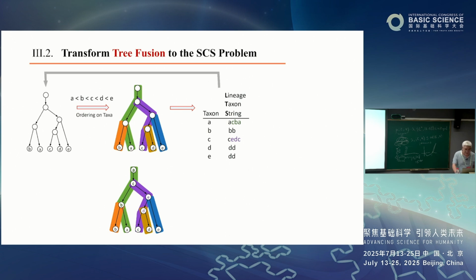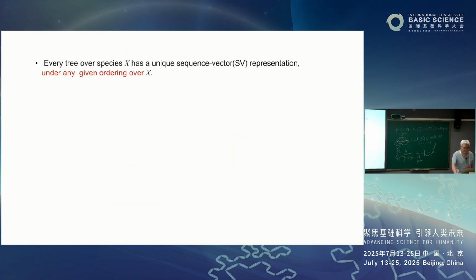So reversely, we have these passes. We have the labels at the start point. So we use the label information to glue all the passes together. We get the original tree. So therefore, this representation is unique, given the ordering. So given any ordering and a tree, you can obtain a unique sequence vector representation.